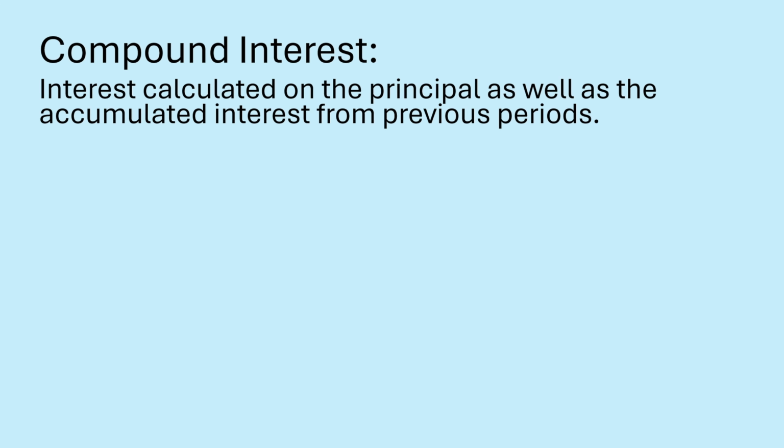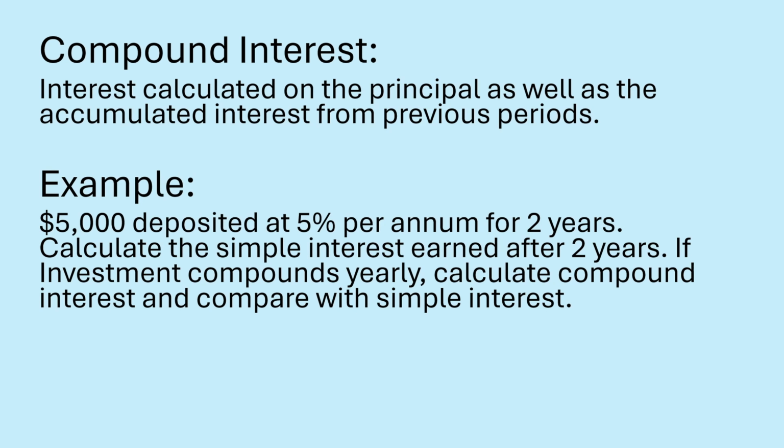Compound interest. Interest calculated on the principal as well as the accumulated interest from previous periods. Example: $5,000 deposited at 5% per annum for 2 years. Calculate the simple interest earned after 2 years. If investment compounds yearly, calculate compound interest and compare with simple interest.